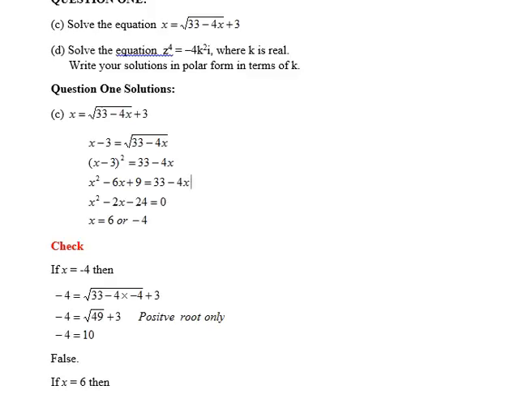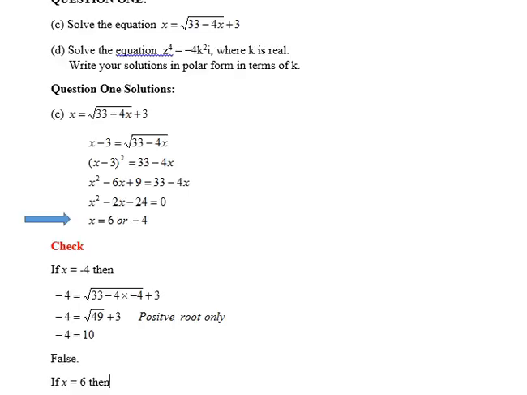When solving a surd equation like this, we need to have the square root part, the surd, by itself on one side. And so I've subtracted the 3 off the left hand side, and when I square each side I have x minus 3 squared and 33 minus 4x. From the quadratic I now expand the brackets, collect terms, solve by any method, formula or calculator, and I have x equals 6 or negative 4.